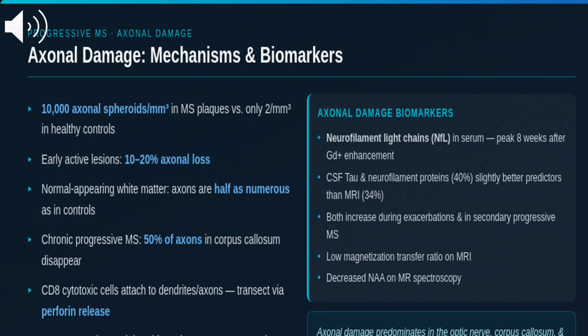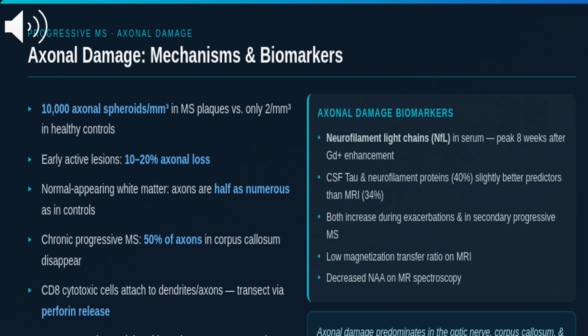The numbers are startling. MS plaques contain 10,000 axonal spheroids per cubic millimeter, the ballooned ends of transected axons resulting from ongoing anterograde transport, compared to only 2 per cubic millimeter in healthy controls. These spheroids represent axons transected at various times, some days earlier, some years earlier. Early active lesions show 10 to 20% axonal loss. Even in normal appearing white matter, axons are only half as numerous as in control brains. In chronic progressive MS, one half of the axons in many long tracts and the corpus callosum disappear.